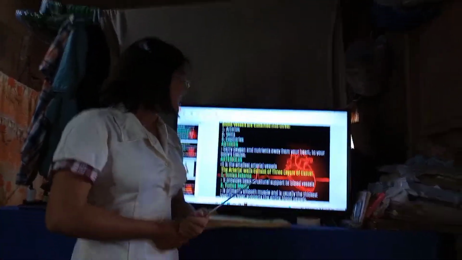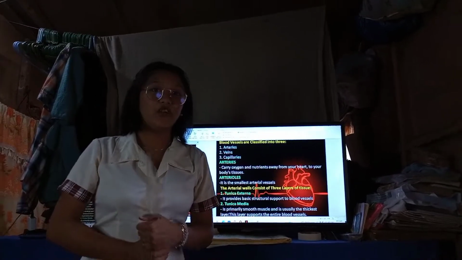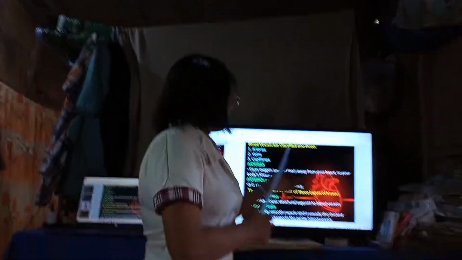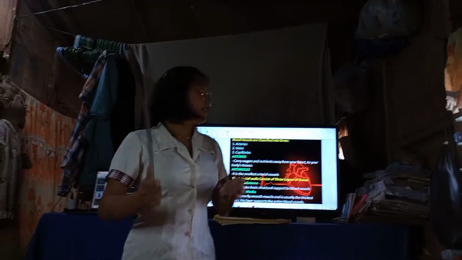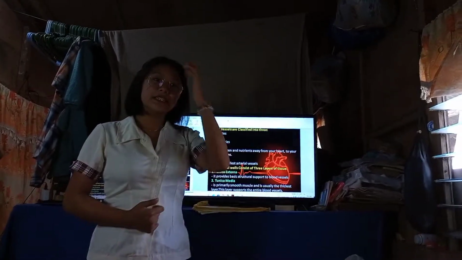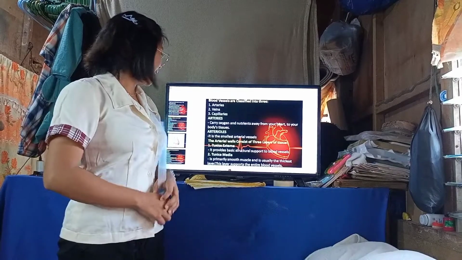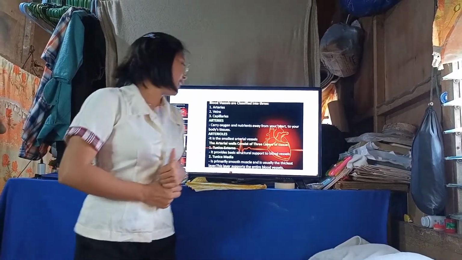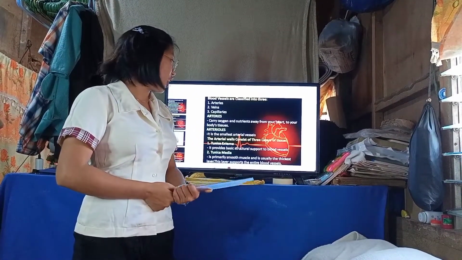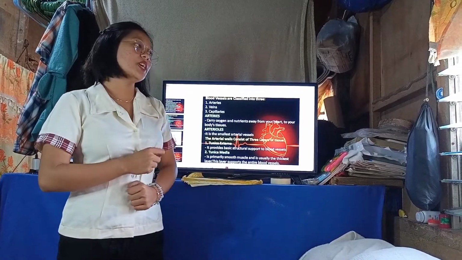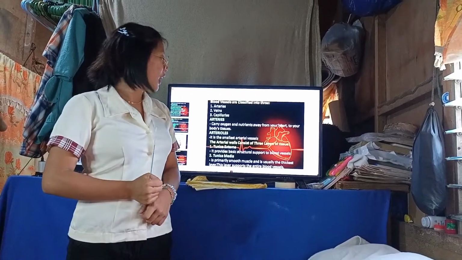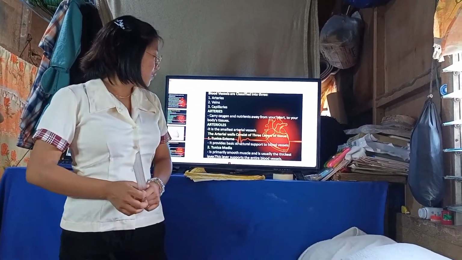So blood vessels are classified into three. So give me the three classifications of blood vessels. Okay, it carries oxygen and nutrients away from your heart to your body's tissue. Thank you for that explanation.